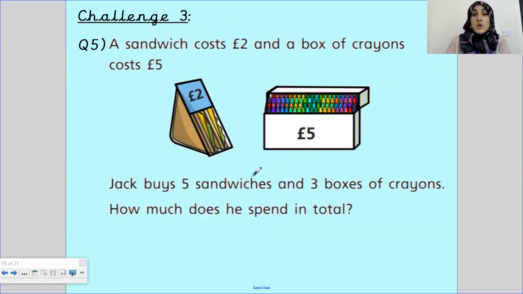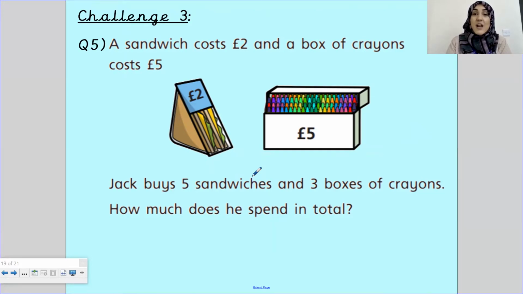Okay, challenge 3, question 5. A sandwich costs £2 and a box of crayons costs £5. Jack buys 5 sandwiches and 3 boxes of crayons. How much does he spend in total? Please remember to put your pound sign when you complete your answer. I will be checking on Tapestry.